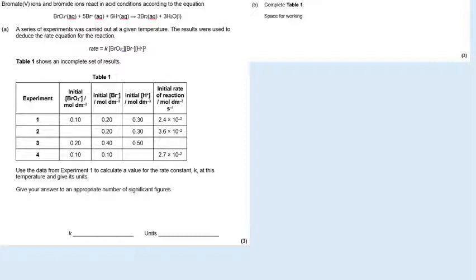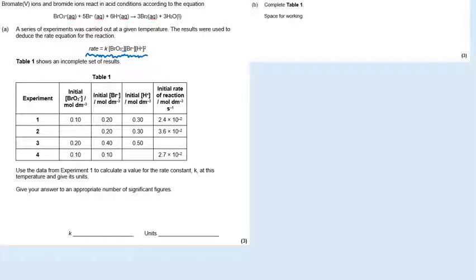Okay, so what are we working with here? We've been given an unfamiliar equation, a reaction with bromate ions and bromide ions in acidic conditions. And then they're telling us that a series of experiments have been carried out and they've deduced the rate equation. So they've actually given us the rate equation here. Quite often we're asked to deduce that ourselves, but we've been given it here.